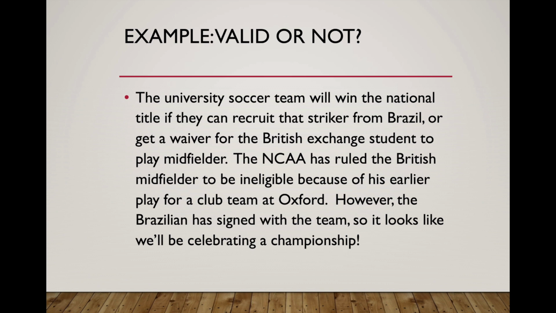So to reframe the whole argument, if they can recruit the striker from Brazil or get a waiver for the British exchange student, then the team will win the national championship. They get the striker from Brazil, so we'll be celebrating a championship. That second premise affirms the antecedent, or it affirms one of the options for the antecedent, and that allows us to conclude with certainty that the consequent will follow.